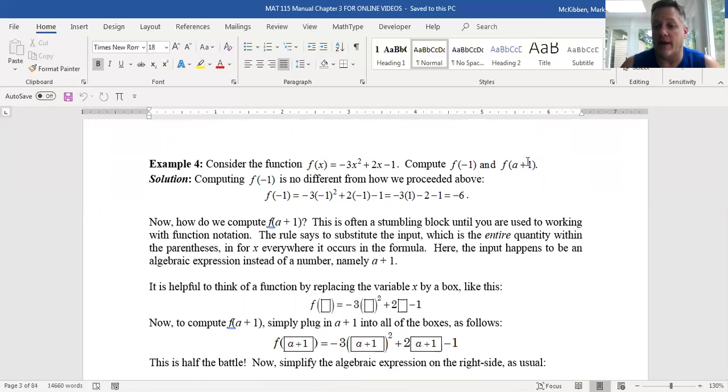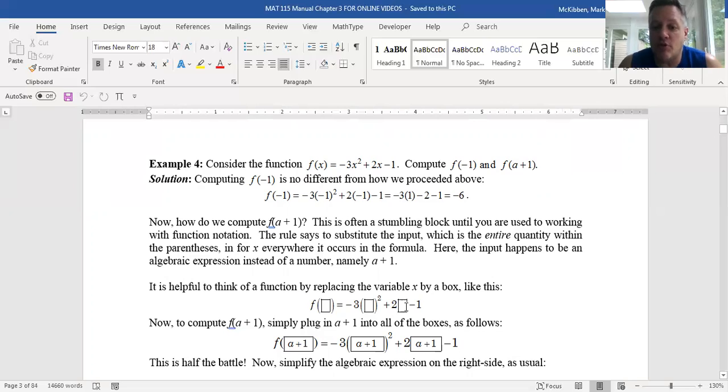There's nothing wrong with that. But people often confuse how to do that. And so what I want you to think of, until you're used to dealing with these sort of functions, is to rewrite the function with, instead of an x, a box everywhere I have it. So I have a box for the input here, and I'm going to replace the x's here by boxes.